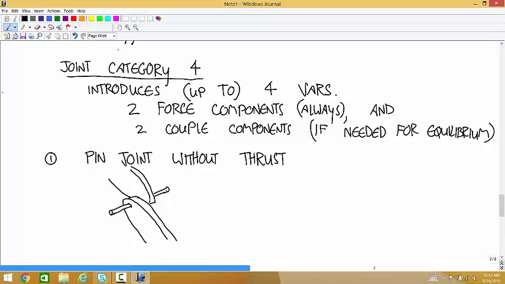Okay, so let me label the coordinate system. I'll call this the x-axis, this the y-axis, and this the z-axis. The z-axis is along the length of the pin. And I'll call this body 1. So, a free body diagram of body 1.